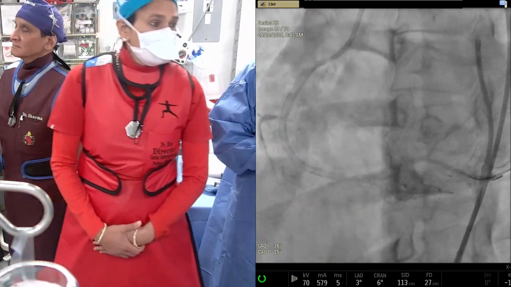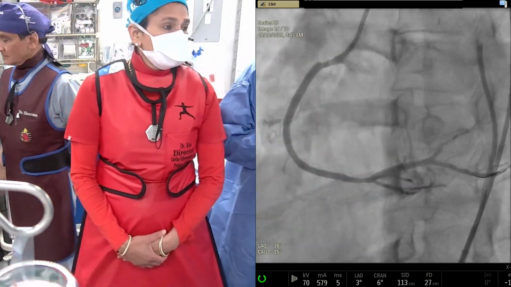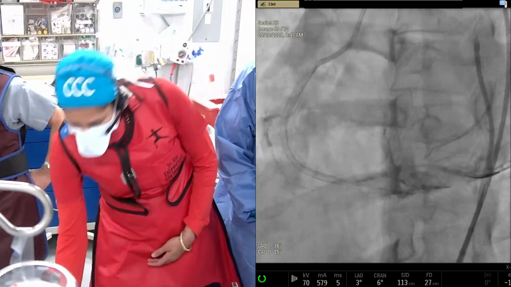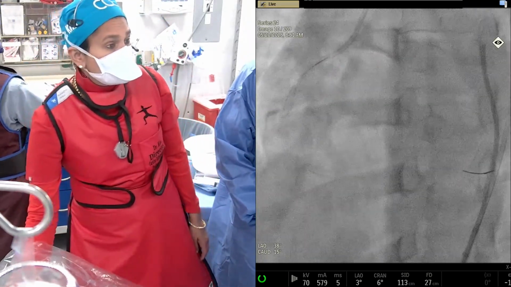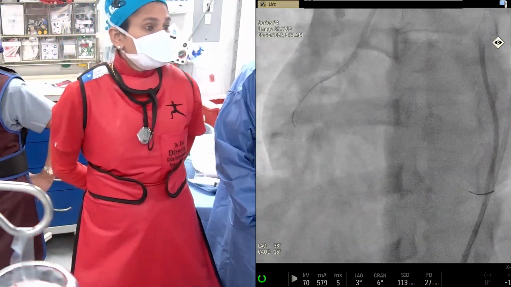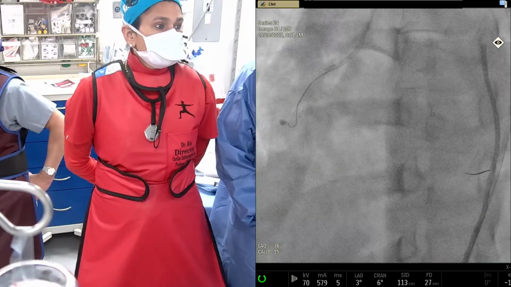Once we lost that RV branch, we went with the Fielder wire. I may have that. So you go with the Fielder wire. See, this is a Fielder wire going into the RV branch.